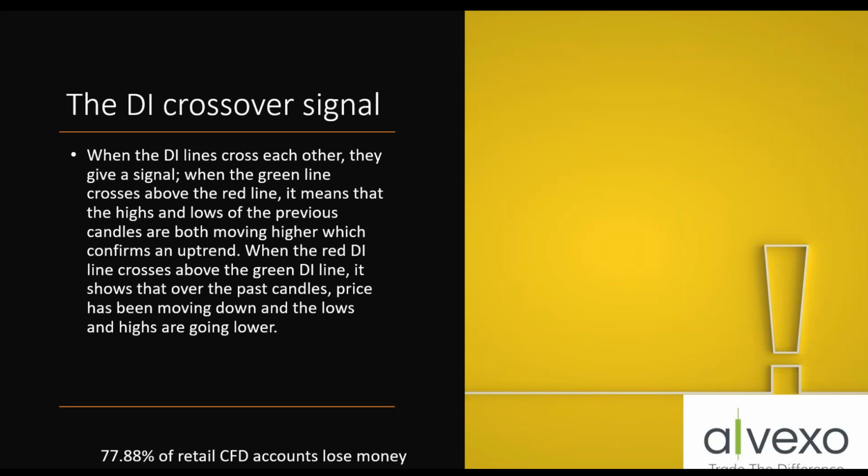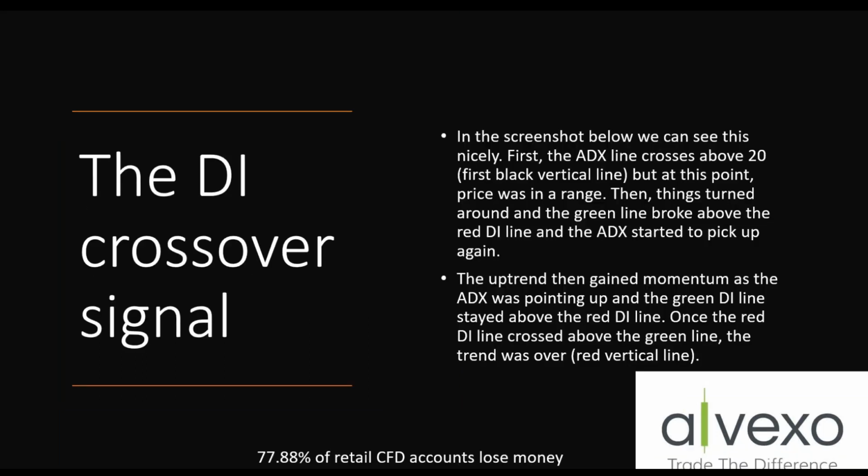So when the DI lines cross each other, they give a signal. When the green line crosses the red line, it means that the highs and the lows of the previous candles are moving higher, which confirms an uptrend. If you use that simple calculation and combine it with this simple upward movement of the ADX line that tells you that the movement is starting to gather momentum, you now have a significant piece of information.